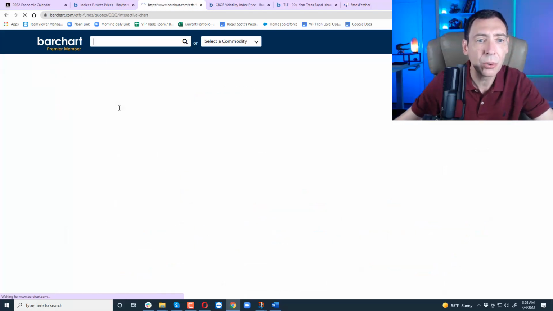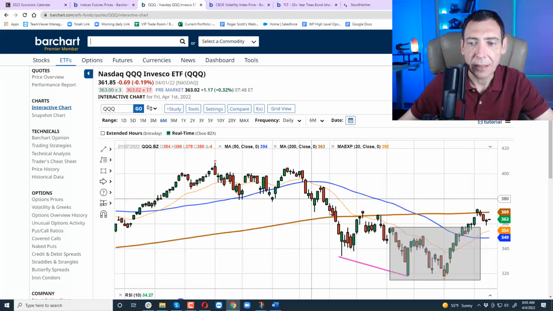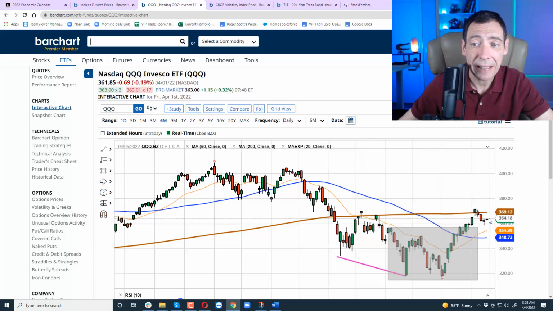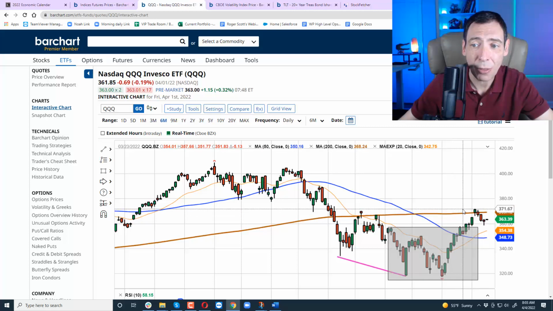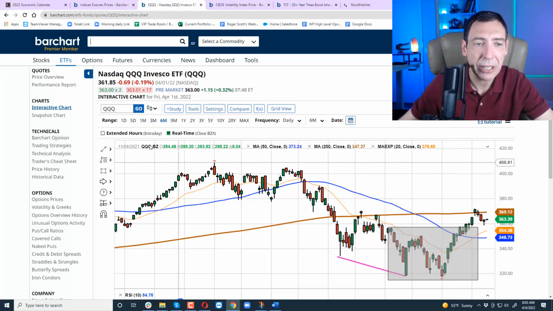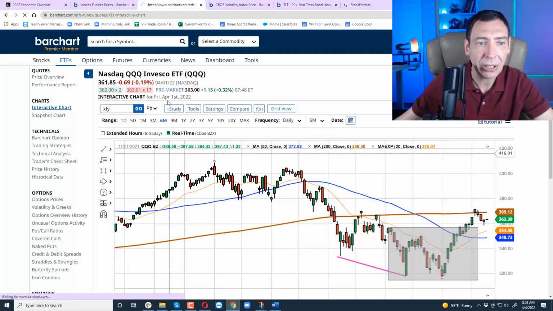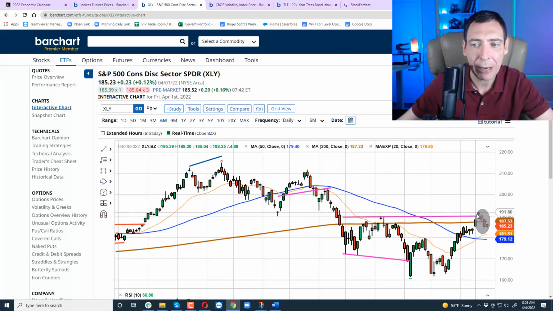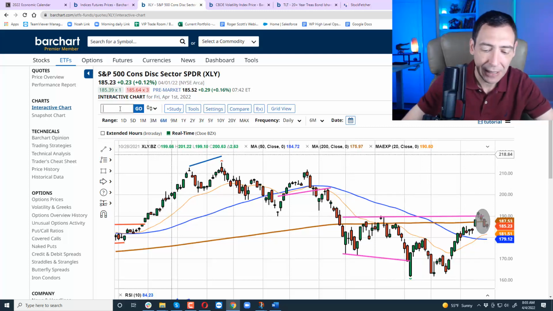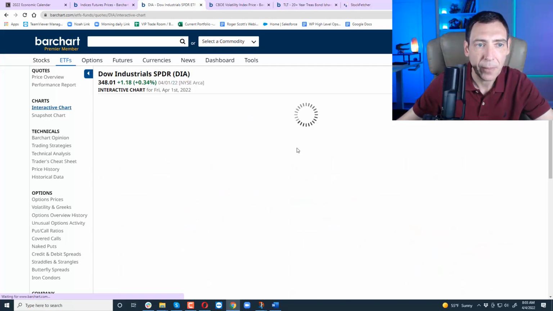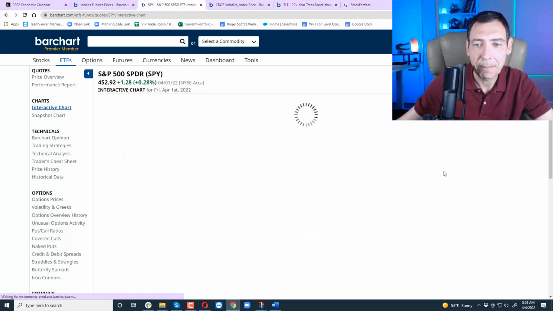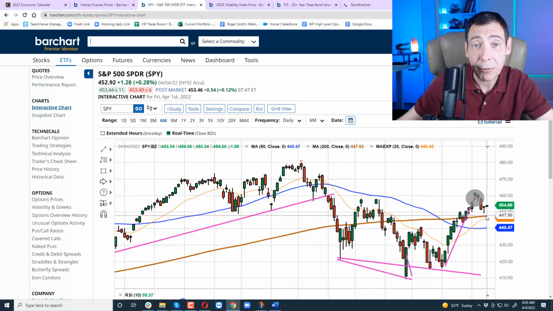On the QQQ, we just need to break above the current level, honestly. And if we can break the 372 again, we'll be in good shape. For the consumer discretionary sector, it's that 190, 191 level, which is about 5 points above where we're at right now. We need to see us break above that level. But the fact that the SPY is actually holding above the 200-day moving average is very, very solid.